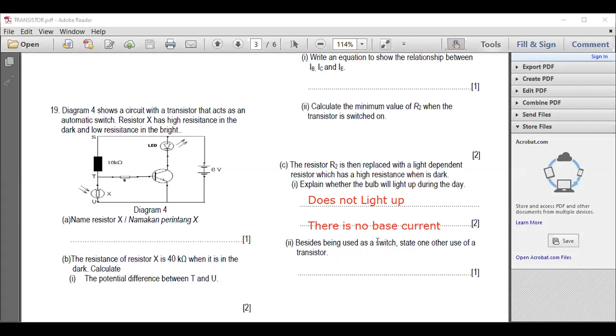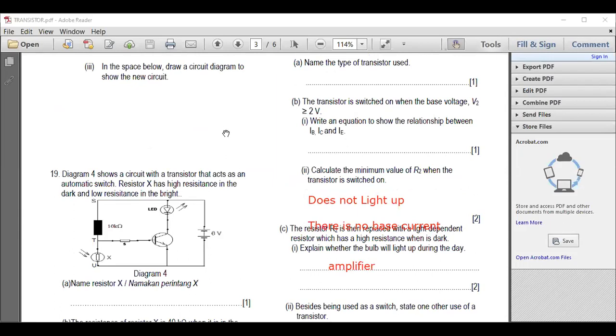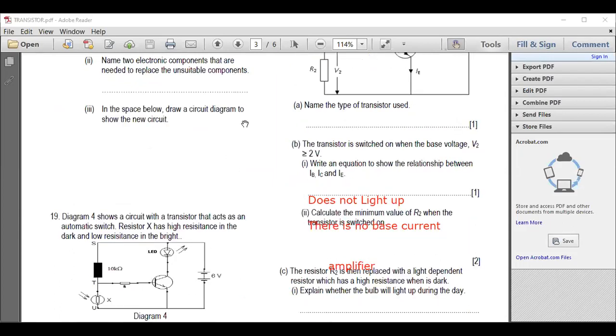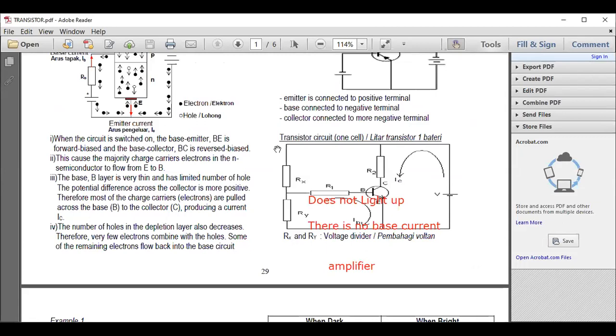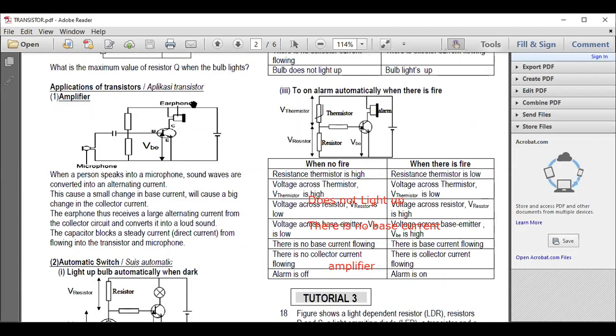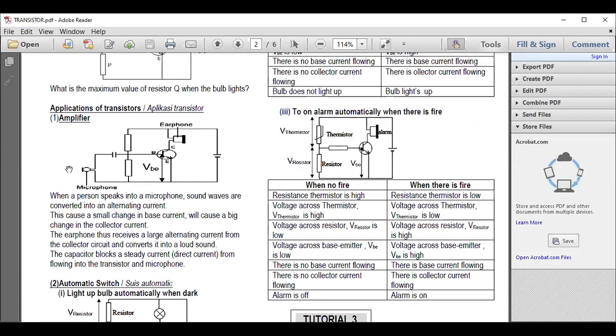Now, besides using as a switch, what is the function of a transistor? Besides using as a switch, a transistor can also be used as an amplifier. So, an amplifier uses a transistor. Now, this is an example of an amplifier circuit.